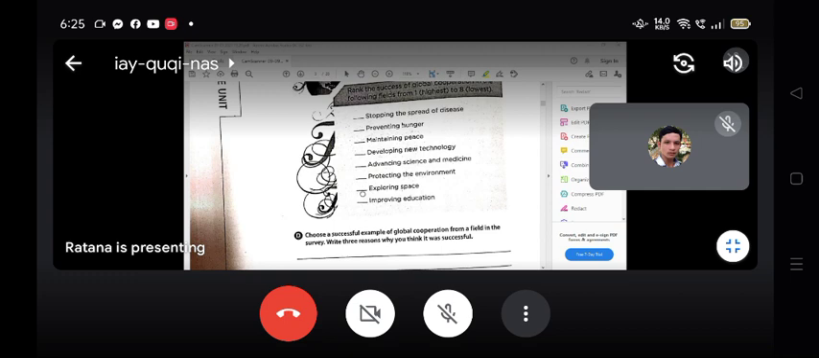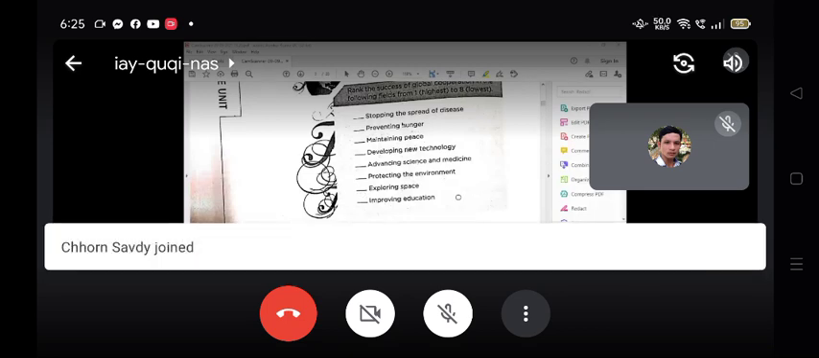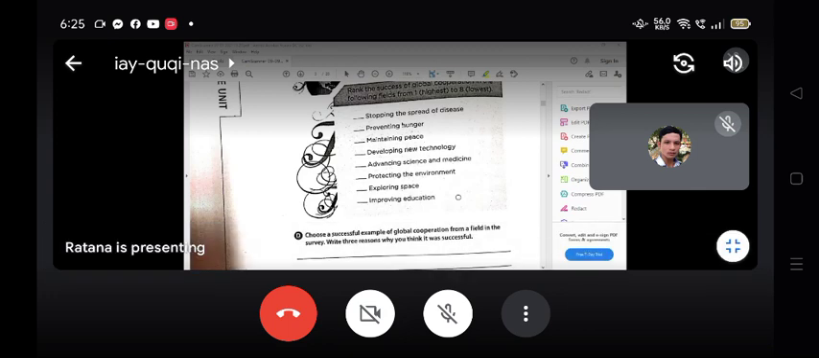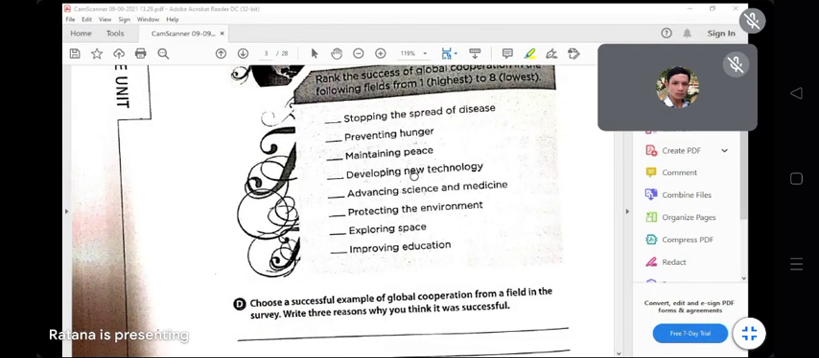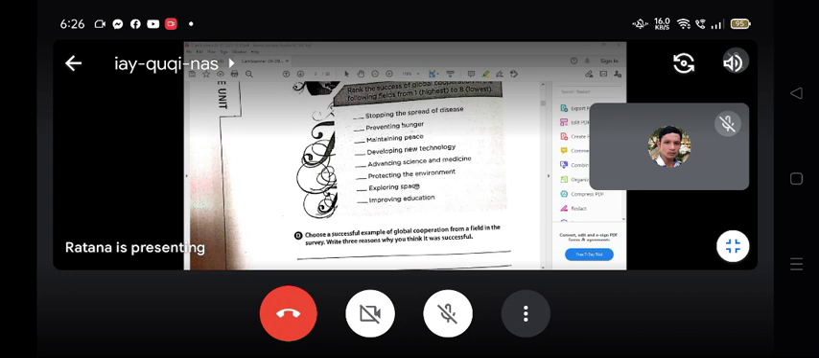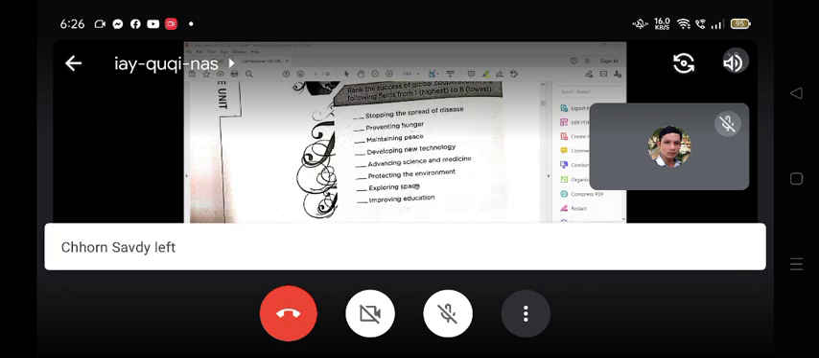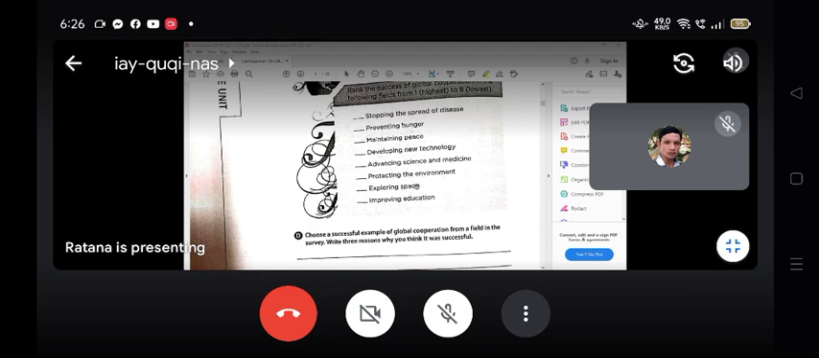Number 7, exploring space. You can see many countries compete with each other in exploring space: US, Russia, China, Japan, Germany. Many countries, and they have the International Space Station, right? And the last one, improving education. Among these, which one do you think is the most successful global cooperation? I think that's developing new technology.